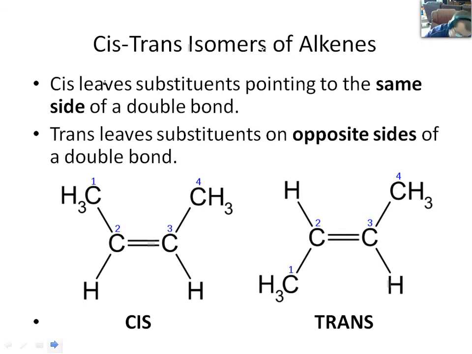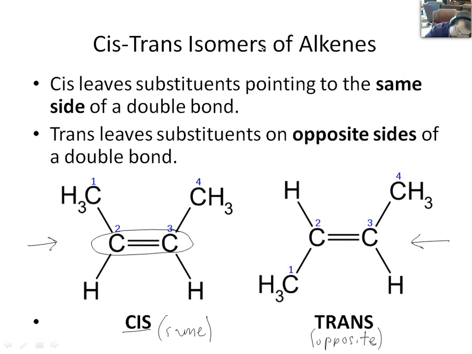Now, with a double bond, we see something pop up that we did not have in single bonds, and that's the issue of cis, or same, versus trans, which we're going to take as opposite. So if we look at the two alkenes written above, I've got one on the left and I've got one on the right. There's a difference between the two. Take a moment and look at the difference.